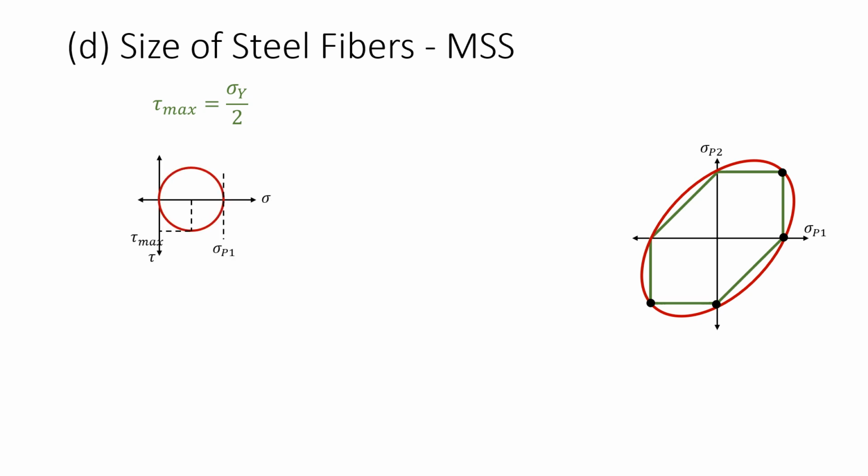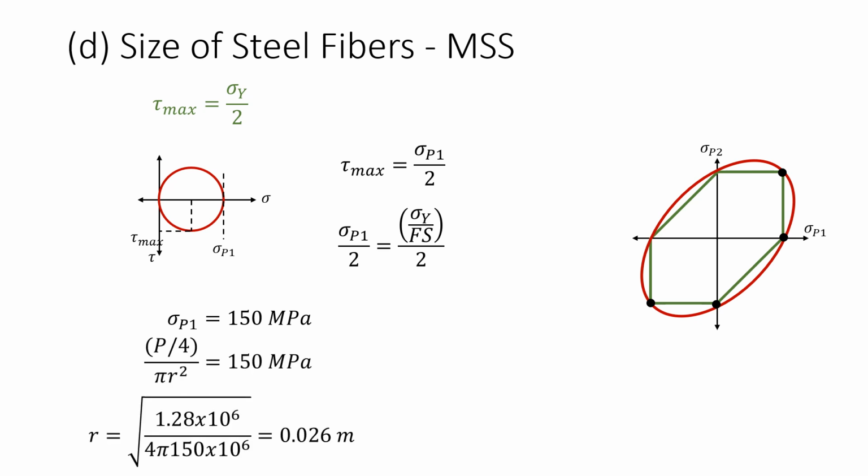From our uniaxial Mohr's circle, we can see that the max shear stress is equal to the radius of the circle, which is half of the principal stress 1. Now we have that our max shear stress is equal to the first principal stress over 2, and it's equal to the yield stress over 2. And at this point, we can sub in our factor of safety. From there, we find that our principal stress 1 is 150 megapascals, which is the same as what we found for the MDE theory, and of course gives us the same radius.